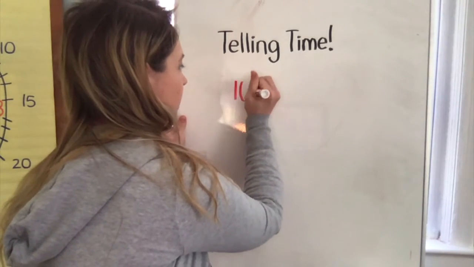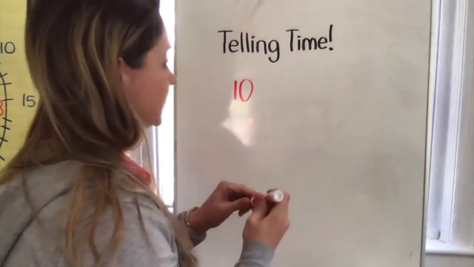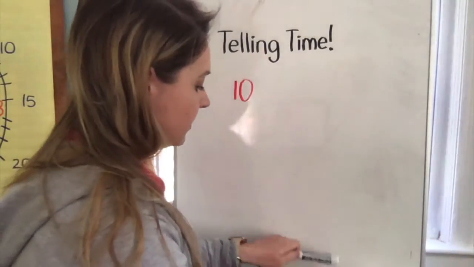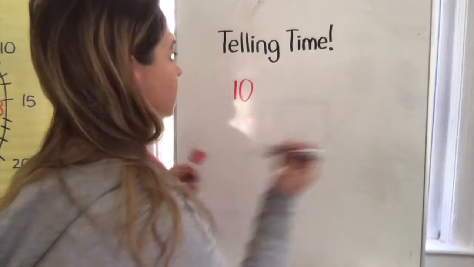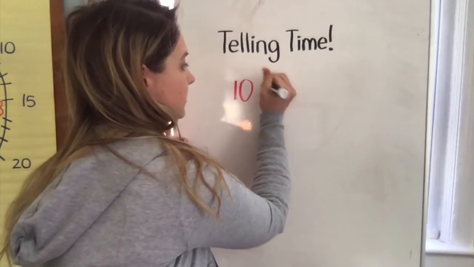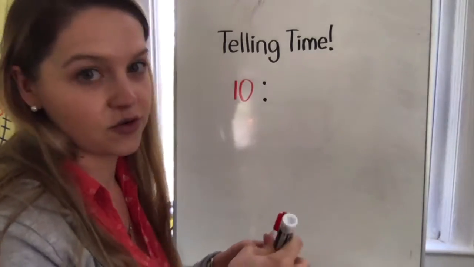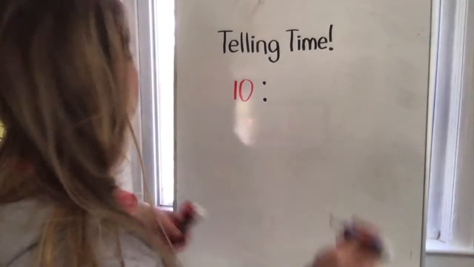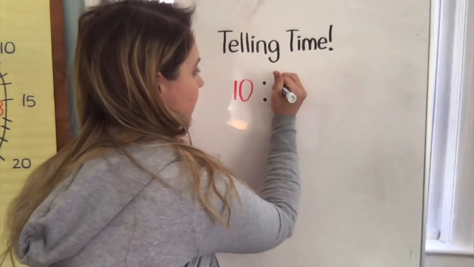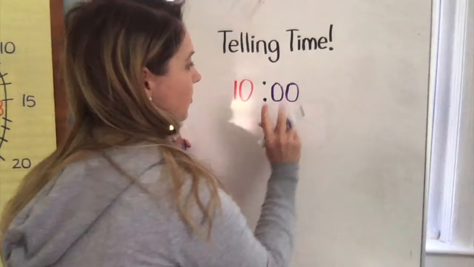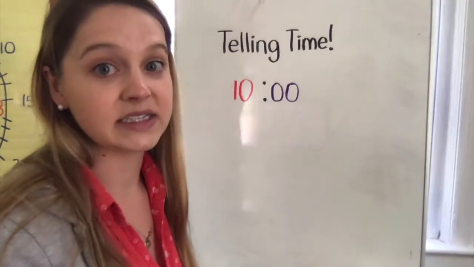First, we see a number. This number is anywhere from 1 to 12. Then we see two little dots like this. These dots are called a colon. You don't really have to know that, but if you remember that, that would be cool. And then second, we see another number. This number is anywhere from 0 to 60.